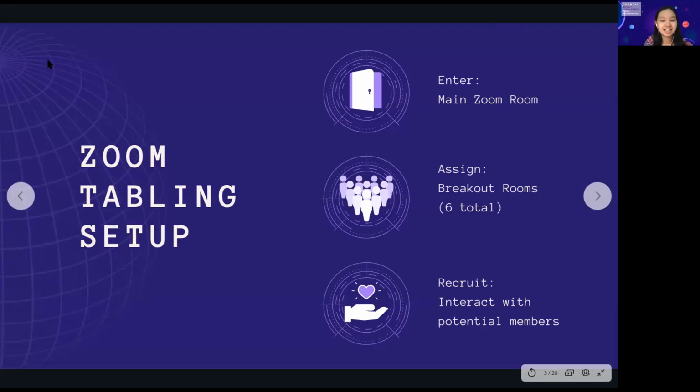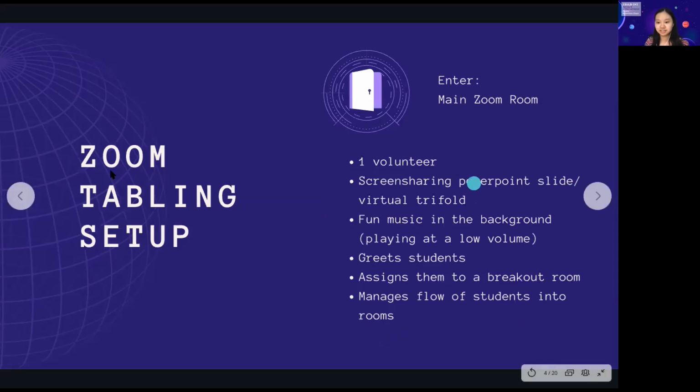Okay. So basically how it's going to work is students will enter into the main Zoom room, and they're going to be assigned into a breakout room. And there's going to be about 6 of them. And in those breakout rooms is where the volunteer is going to be talking to the students and interacting and recruiting. And so there's going to be a main room and 6 breakout rooms. And there's going to be a volunteer in each of those rooms. So 7 volunteers per shift.